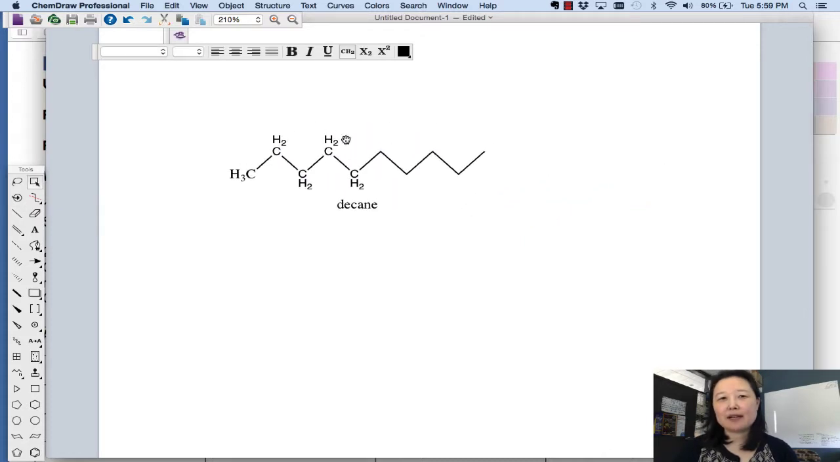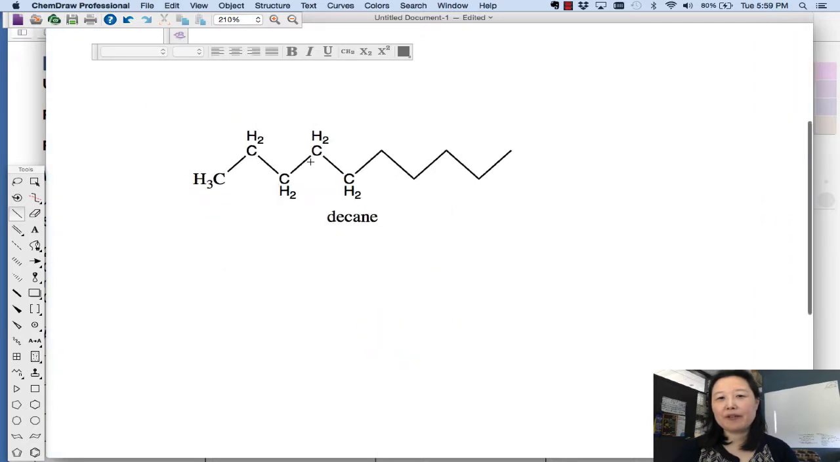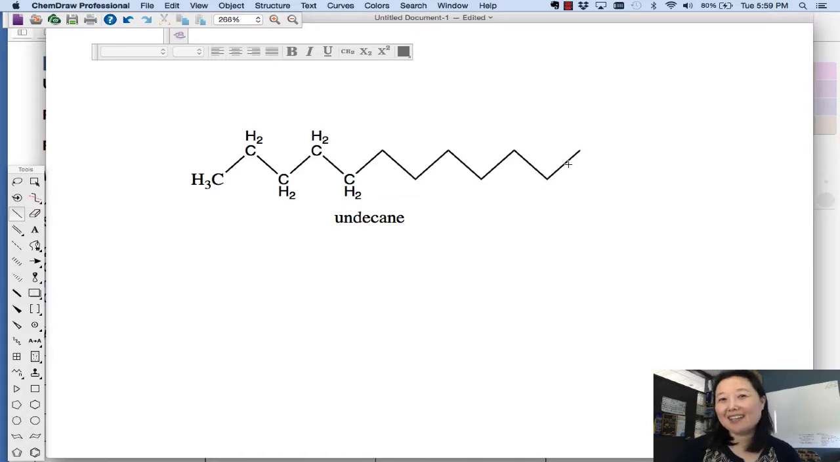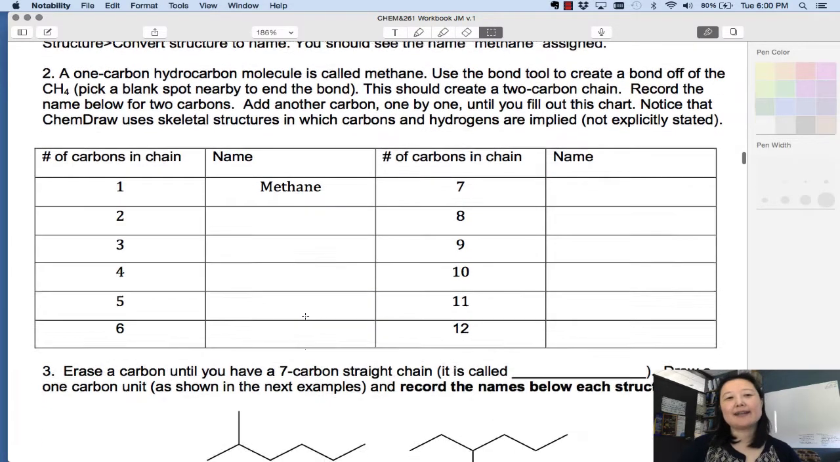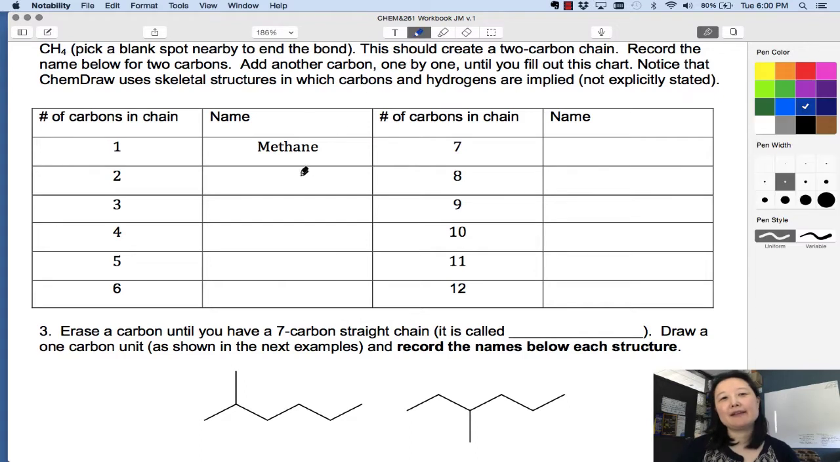And what I want to also do is teach you two more that you might not be familiar with. And that's undecane, which is 11. Like the French word for one is un, so undecane. And then another carbon, dodecane. So let's go back to our handout and we'll type in or write in all the names of these alkanes that we saw.